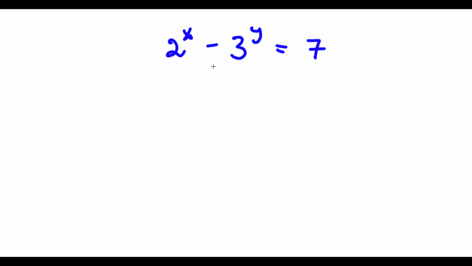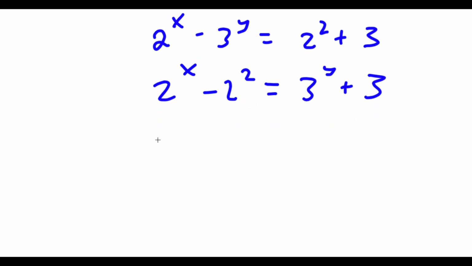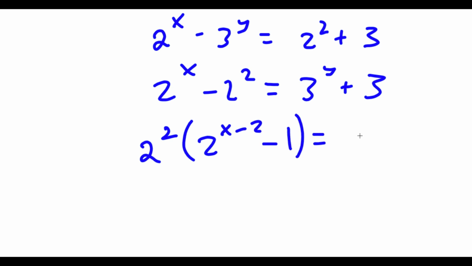Alright, so in this problem, I have 2^x minus 3^y equals 7. So I'm going to first rewrite this as 2^x minus 3^y is equal to 2 squared plus 3. Now I'm going to subtract 2 squared on both sides and add 3^y on both sides. So now I have 2^x minus 2 squared is equal to 3^y plus 3. Now if I factor out 2 squared from here, I get 2 squared times (2^(x-2) minus 1) is equal to 3 times (3^(y-1) plus 1).